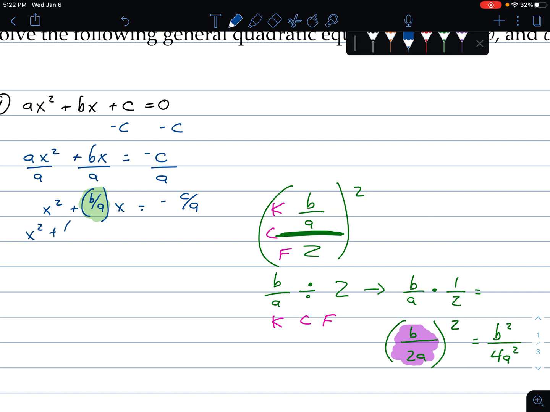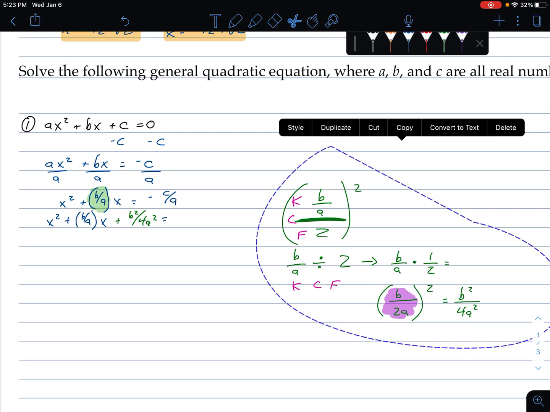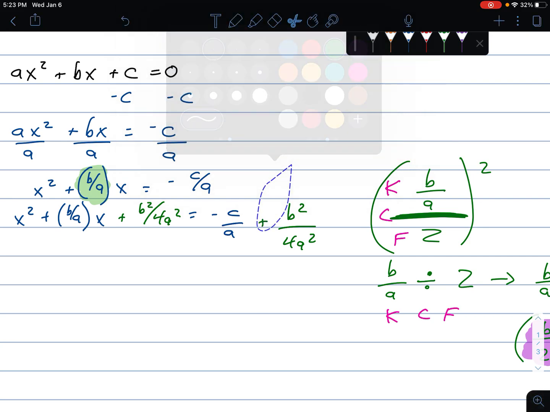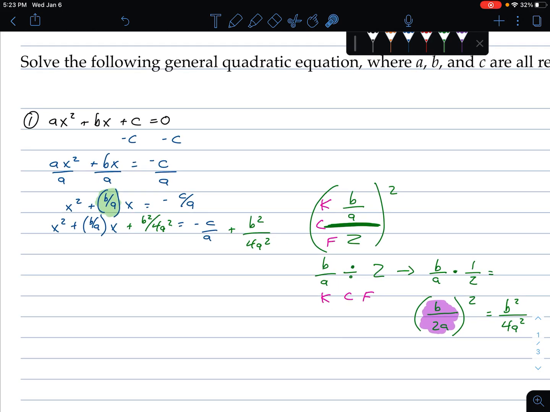X squared plus B over A x, I'm adding B squared over 4A squared to both sides. Equals, I'll slide this over a little bit, negative C over A plus B squared over 4A squared. Okay, now, getting tricky here. There's a lot going on. I took my B, which was B over A, divided it by 2, and squared it. And that's what I'm adding to both sides.